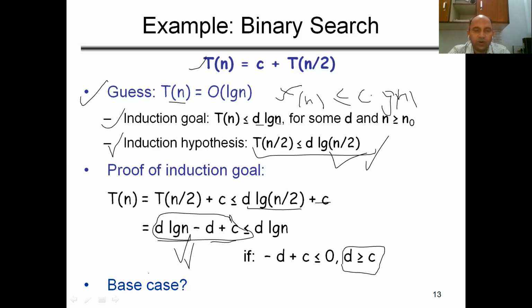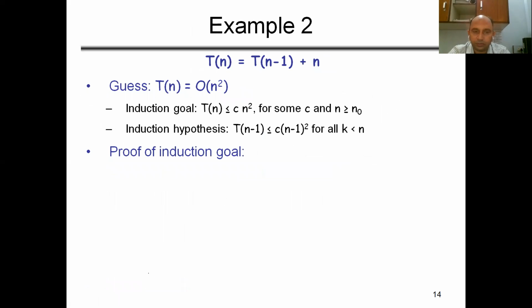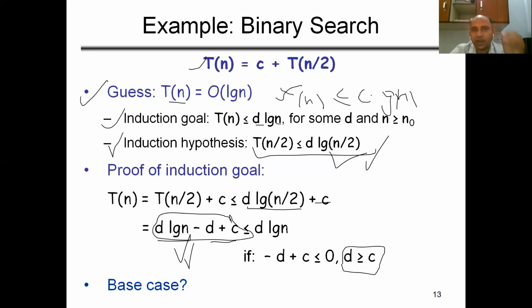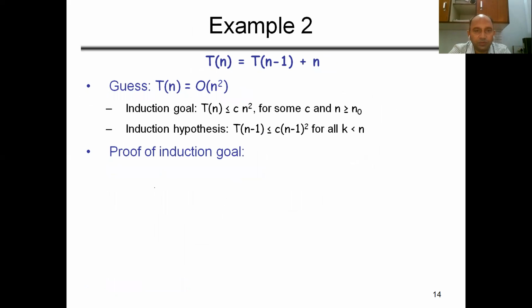To find the base case, if we have a single element, then binary search will take one time. So we can write T(1) equals 1. So this is our substitution method for solving a recurrence relation.